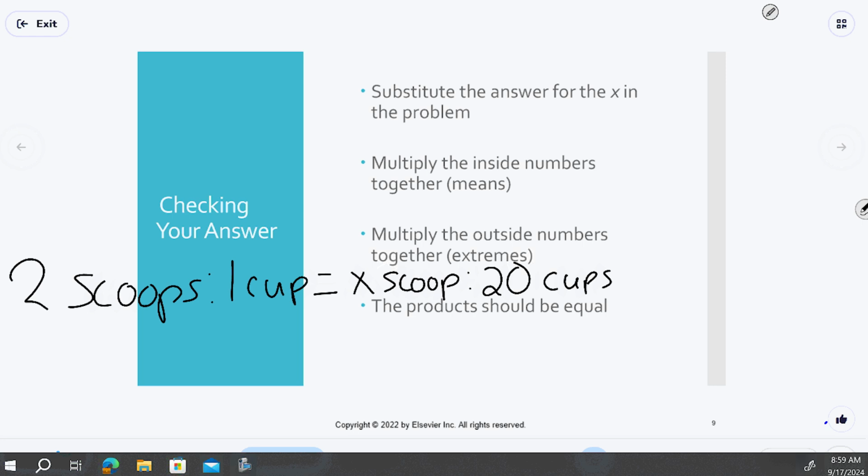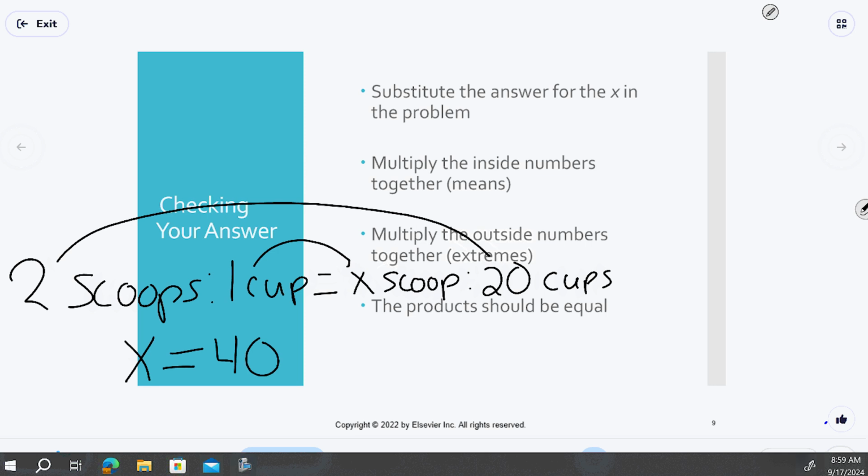So, does it look like that? It'd be insides is 1 times x, outsides is 2 times 20. So 1 times x is just going to be x by itself, because 1 times anything is just that number, in this case a letter. 2 times 20 is 40, and then I'm done. That's it. And if I took 40 and put it right here, you can see, if I did means and extremes again, 1 times 40 is 40, 20 times 2 is 40, 40 equals 40.